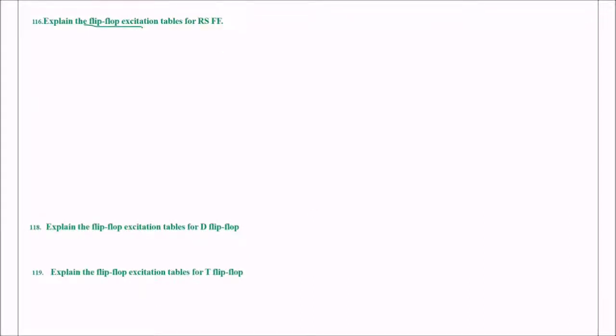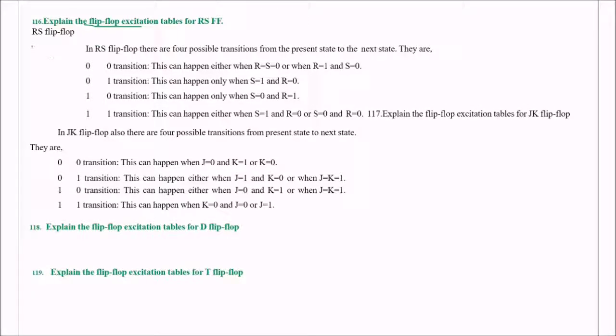Explain the flip-flop excitation table for RS flip-flop. We have seen that in RS flip-flop there are 4 possible transitions from the present state to the next state. The 0 to 0 transition can happen when R and S are 0, or when R equals 1 and S equals 0. 0 to 1 when S is 1 and R equals 0. 1 to 0 when S equals 0 and R equals 1. 1 to 1 can happen either if S equals 1 and R equals 0, or S equals 0 and R equals 0.